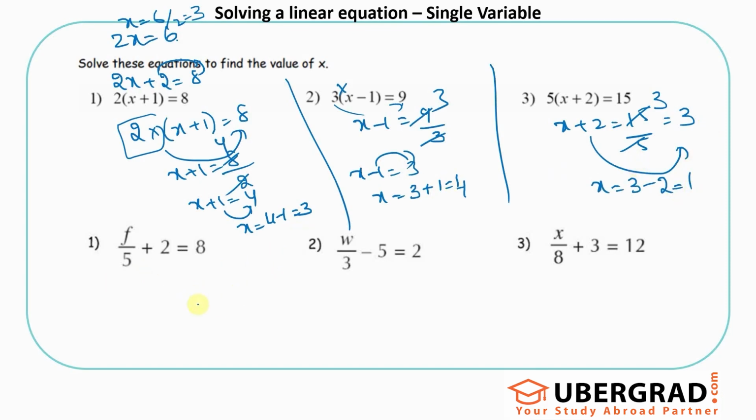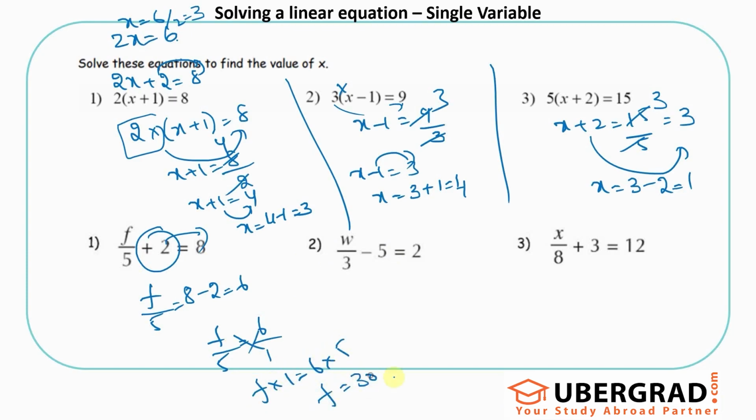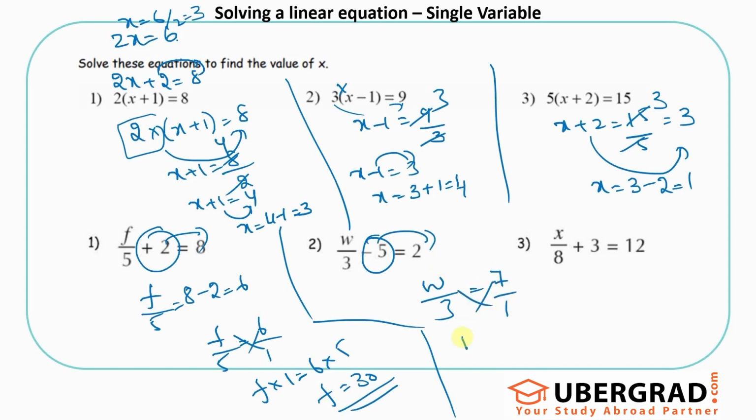Right, now coming to this part, f by 5 plus 2 is equal to 8. First send it to this side, that will make f by 5 is equal to 8 minus 2, which is 6. As I said, what should I do now? Just do the cross multiplication. Right, so f into 1 is equal to 6 into 5, so f is 30, as simple as that. Right, let's do this one. w by 3 minus 5 goes that side, becomes plus 5, so 2 plus 5 is 7. Just do the cross multiplication. w is equal to 7 into 3, that is 21.